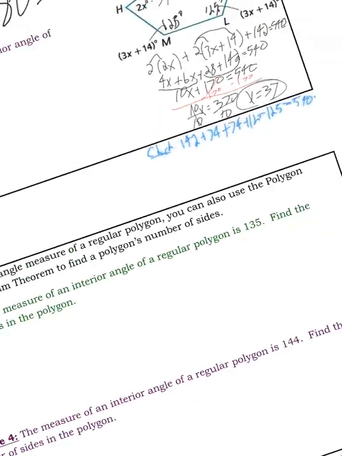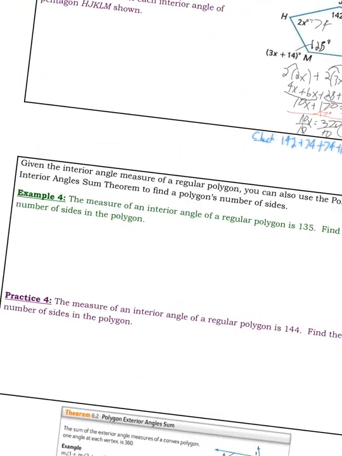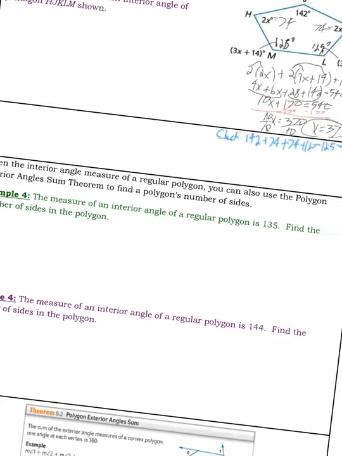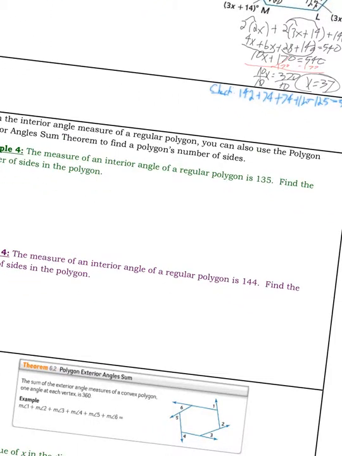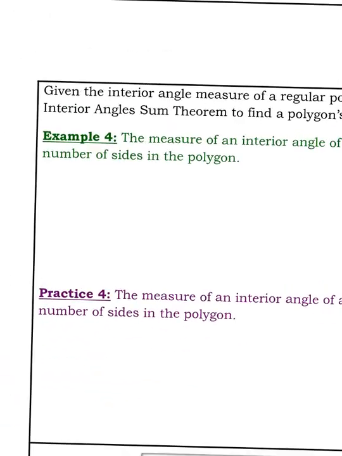All right. Now, we're going to go backwards. So it says, given the interior angle measure of a regular polygon, you can also use the polygon interior angle sum theorem to find a polygon's number of sides. What that means is, remember, a regular polygon has all congruent angles. So if the measure of an interior angle of a regular polygon is 135, that's 135 degrees for each angle on the inside of that polygon. So if you just multiply 135 times the number of sides, you'll get back to that polygon.